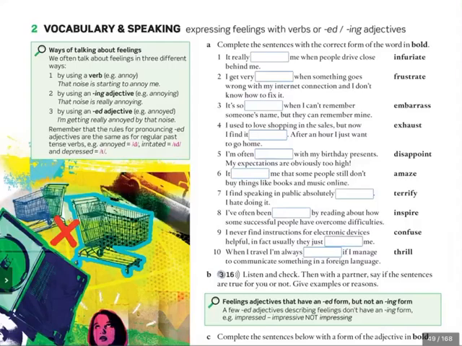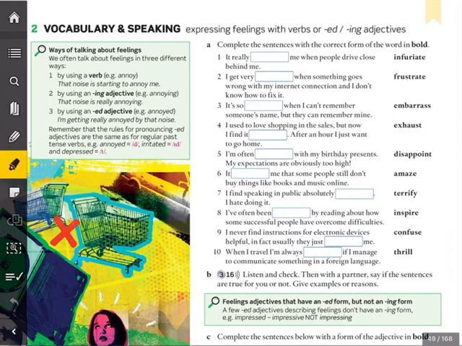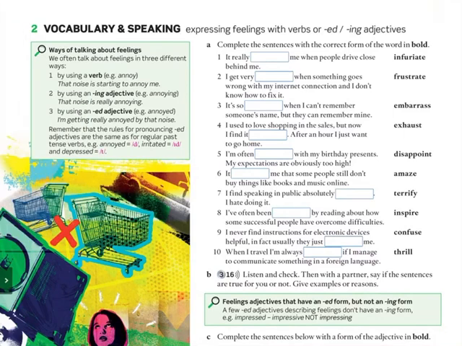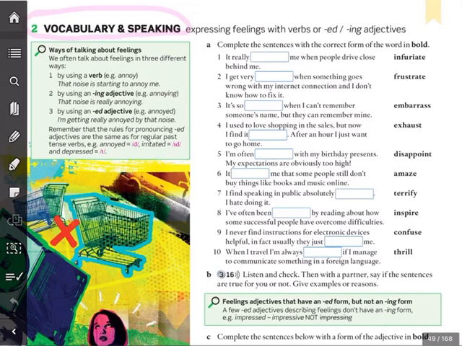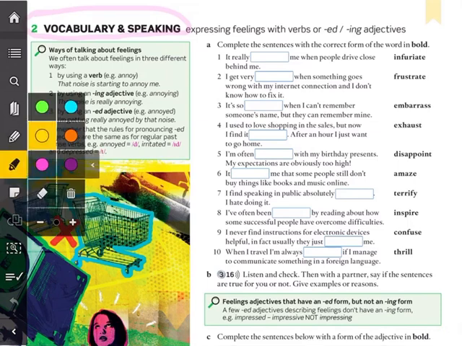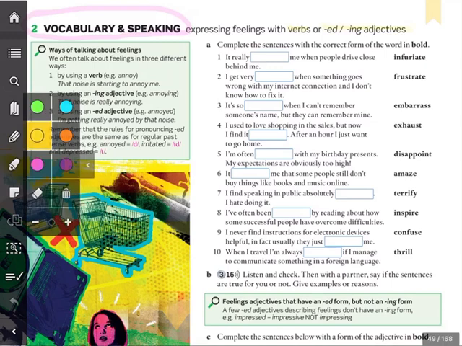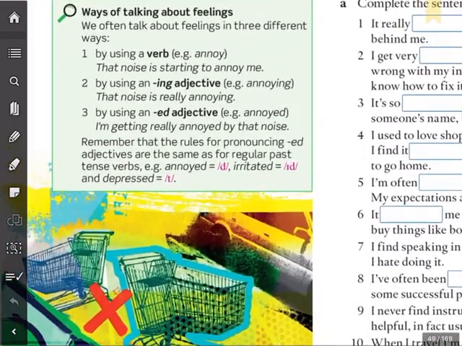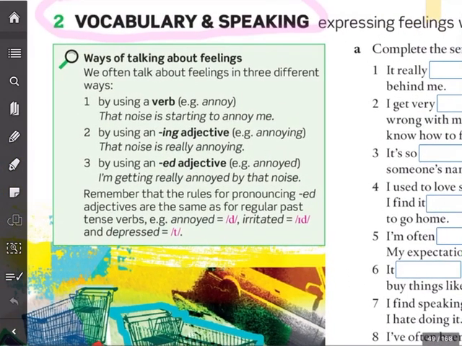Now, today we're going to look at page 49. Okay, page 49. So, when you are ready, open page 49, please. And we're going to look at exercise 2, vocabulary and speaking. Now, the focus of this vocabulary exercise is expressing feelings with verbs or ed and ing adjectives. Now, let's have a look at the green box.